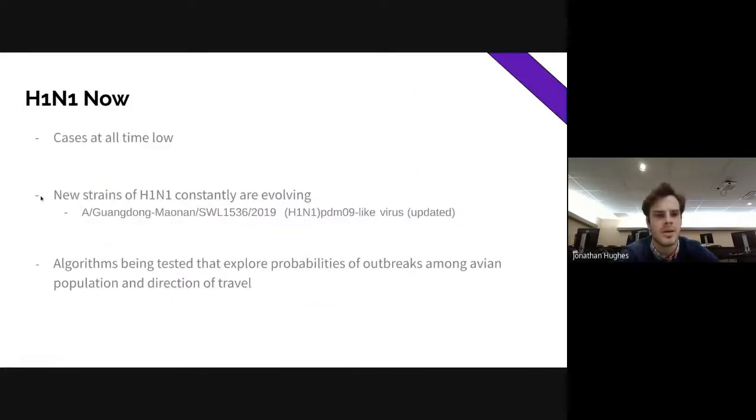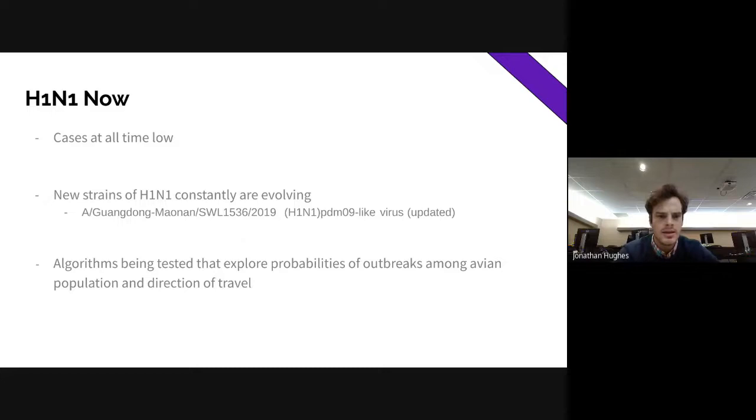So what about H1N1 now? Interestingly enough, the cases are at an all-time low because of efforts against COVID. In defending against COVID, people are also defending against H1N1 and the annual flu virus. However, new strains are constantly evolving. Both of these strains are in circulation right now and are the cause of the seasonal flus that we're seeing.